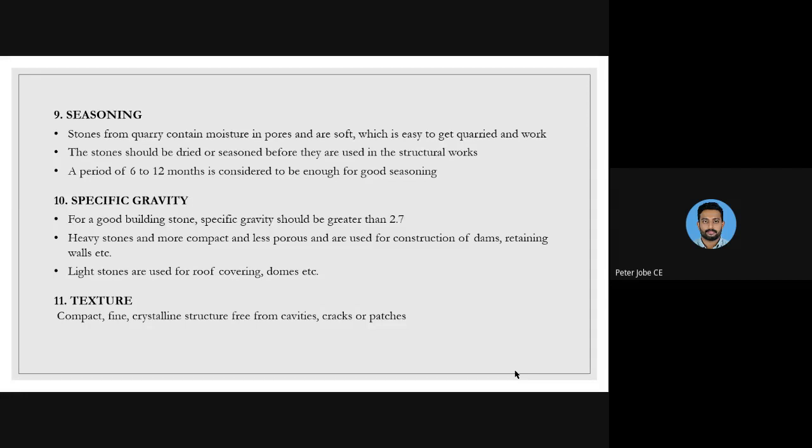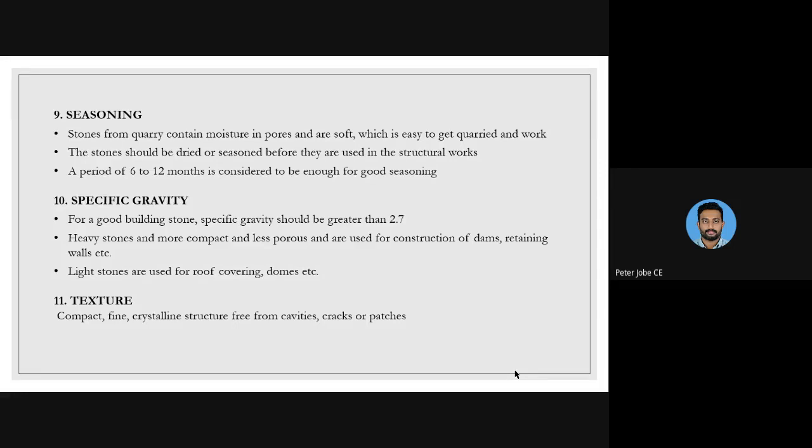But in the case of roof covering, domes, etc., it's just done so that we can protect ourselves from small forces like wind, rain, etc. In those cases, weight is not the factor that actually acts against the external force. It's actually the shape and other structural behavior of that particular structure that acts against our external forces. So in those cases, we can use stones with lesser specific gravity in roof covering, domes, etc.